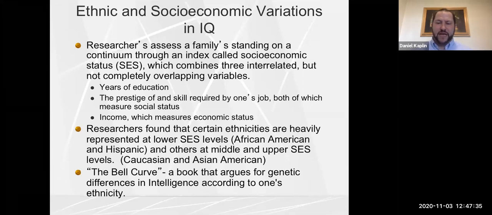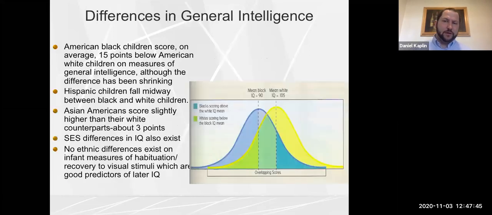And that's going to disadvantage them on IQ tests. So the Bell Curve, who argues for genetic differences, ignores all the environmental factors. So here's just a breakdown of what we typically see. We typically see on average that there's about a 15 IQ point difference in white children versus black children, although that difference is shrinking as we create social programs to address some of the inequities of society.